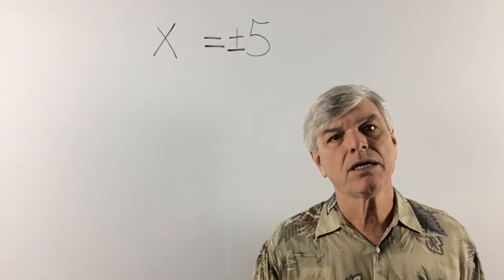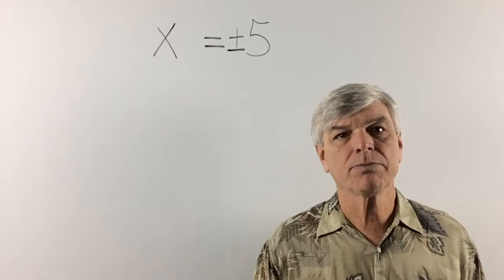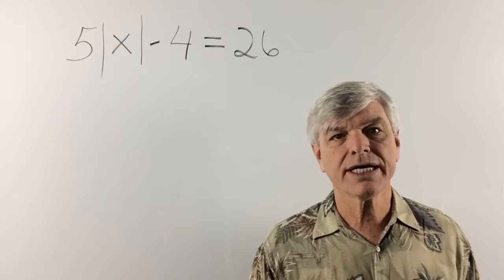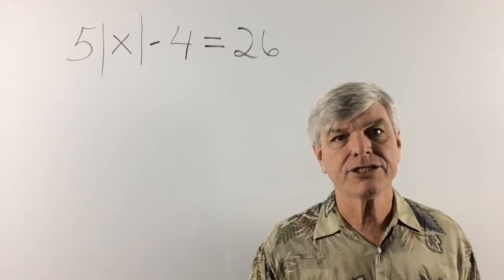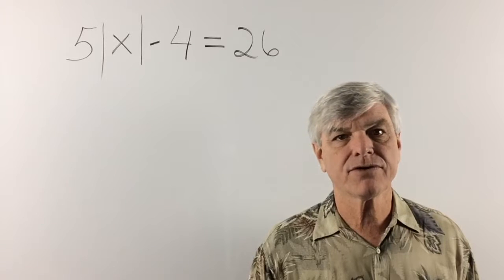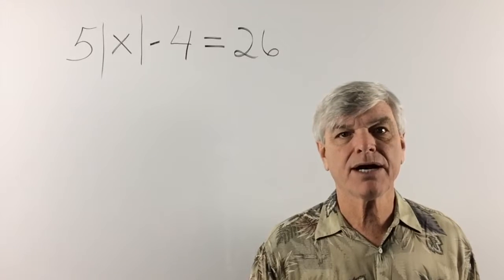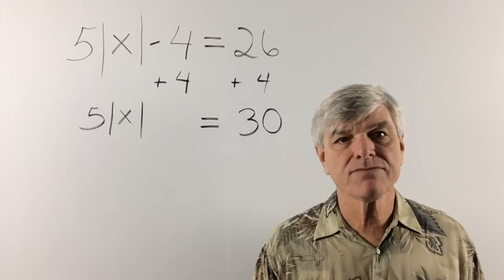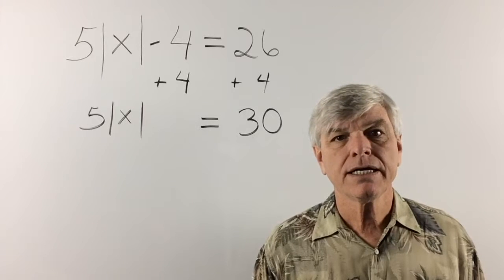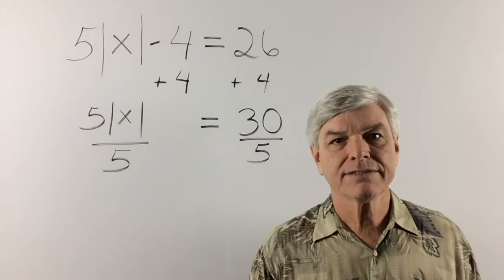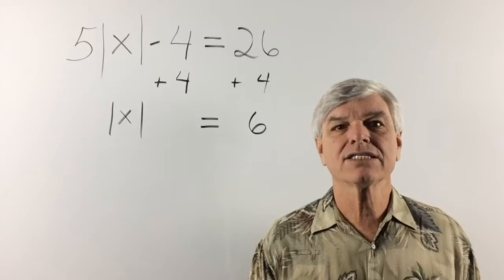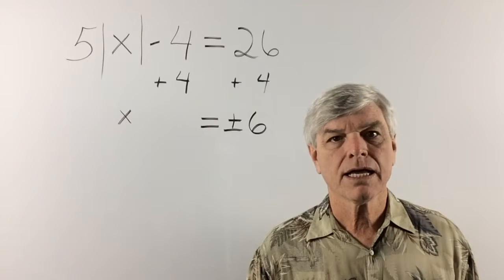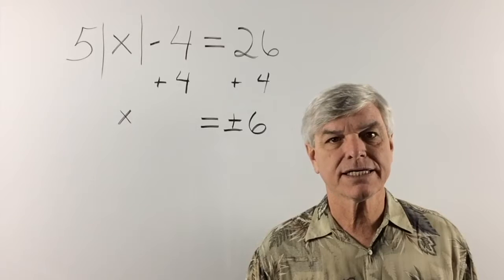Now let's try a problem that has addition and multiplication issues. 5 times the absolute value of x minus 4 equals 26. And as you know, we're going to deal with the addition first. We have -4, so we're going to add +4 to both sides, and then we're going to bring all that down. And 5 absolute value of x equals 30. Divide both sides by 5. And that gets the absolute value of x alone. And 30 over 5 is 6. And x equals plus or minus 6.